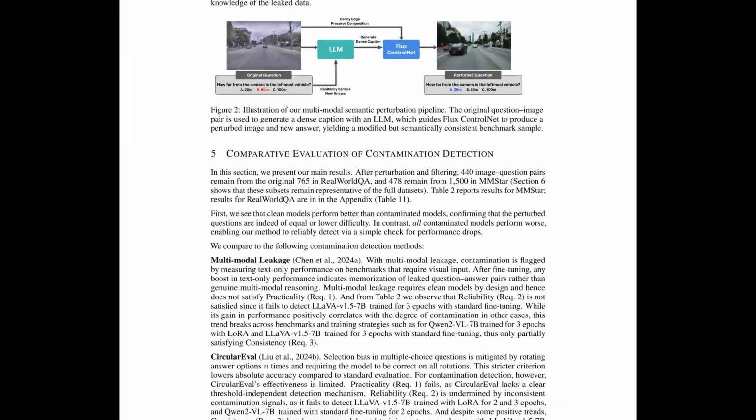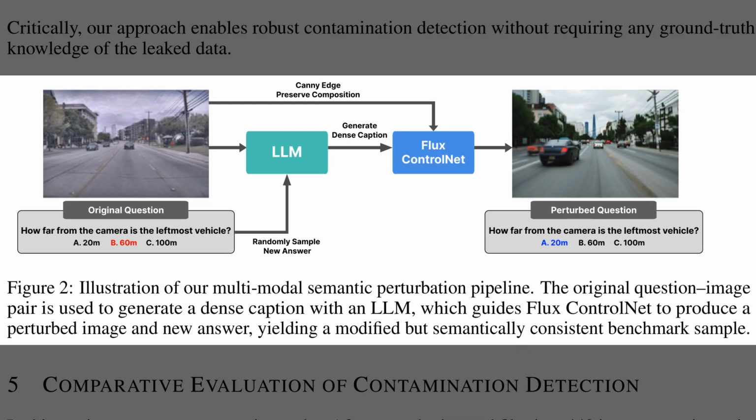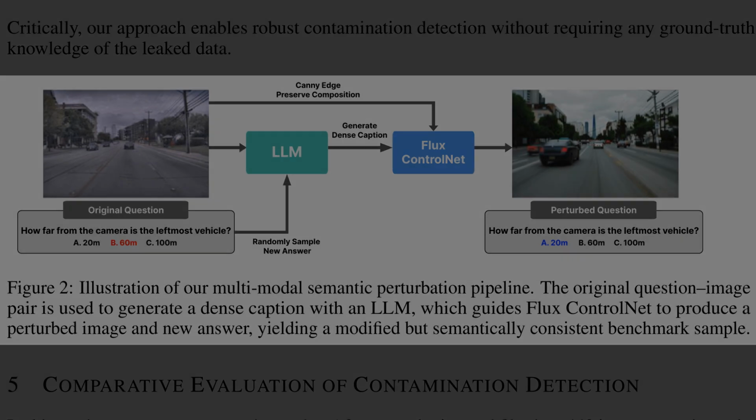So Table 1 highlighted why a practical detector is needed, and Figure 2 shows how the detector actually generates perturbed samples. The pipeline first drafts a dense caption with a large language model, then uses ControlNet, which steers image synthesis with edge maps to keep layout while changing meaning. On the left, the original question anchors the scene. On the right, the perturbed version flips the correct answer, so any drop reflects memorization rather than reasoning.